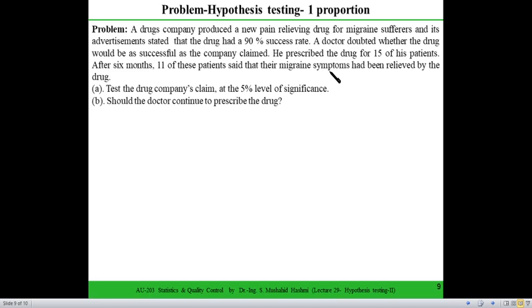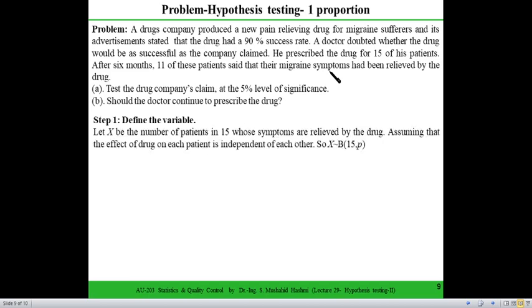So we are using right now this critical region method, the method which we have done in the first lecture of hypothesis testing. The second part of this question is, should the doctor continue to prescribe the drug? We will look at that later. So first, going with the same method, but this time we are testing the population proportion.